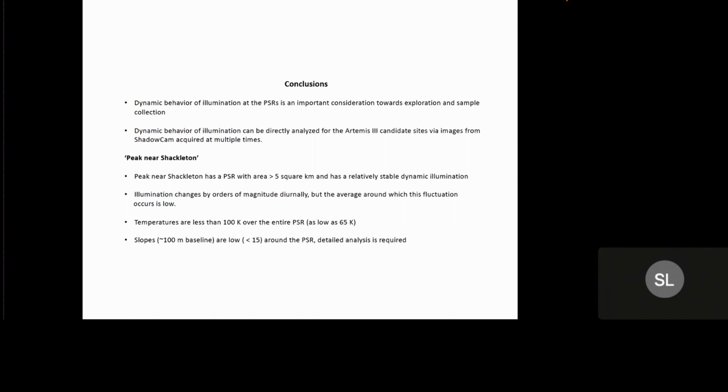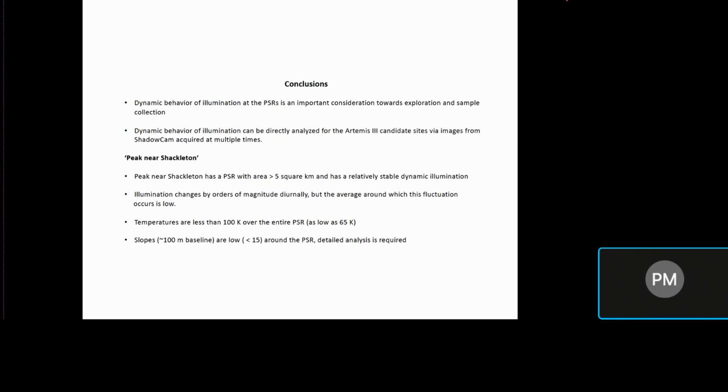Okay, so the dynamic behavior of the illumination of the PSR is an important consideration towards exploration. Dynamic behavior can be directly analyzed for the Artemis III candidate sites by images from ShadowCam acquired multiple times. For this particular site, the peak near Shackleton has a PSR with an area of 5 square kilometers and over, and has relatively stable dynamic illumination. The illumination changes by orders of magnitude diurnally, but the average around which this fluctuation occurs is low. Temperatures are less than 100 K over the entire PSR, and the slopes are low across this region.